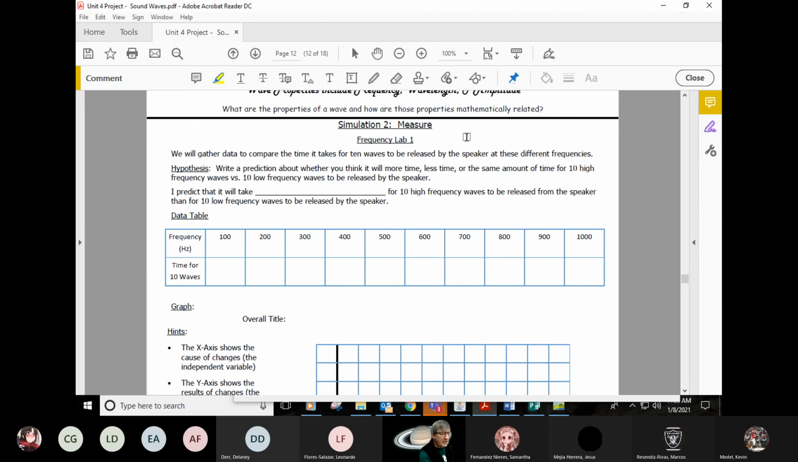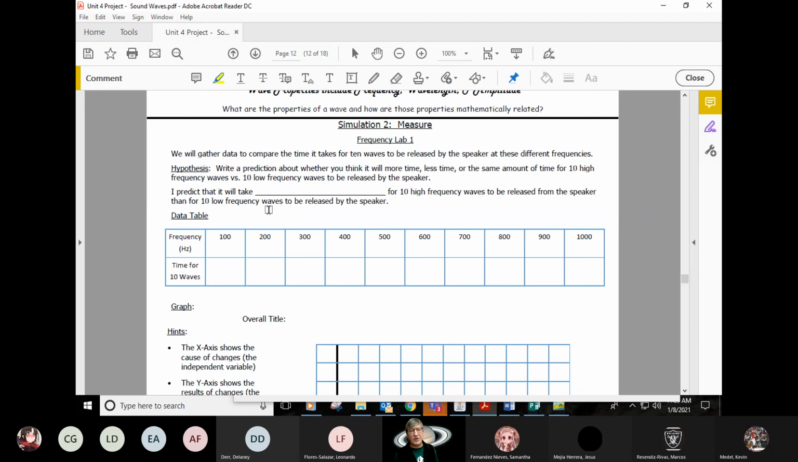And we're going to look at 10 different frequencies, every 100 hertz. And we're going to measure the amount of time it takes for 10 waves to go by. Now, of course, this would be very hard to do if we didn't actually slow down the sound waves, but fortunately the simulation has slowed it down for us.